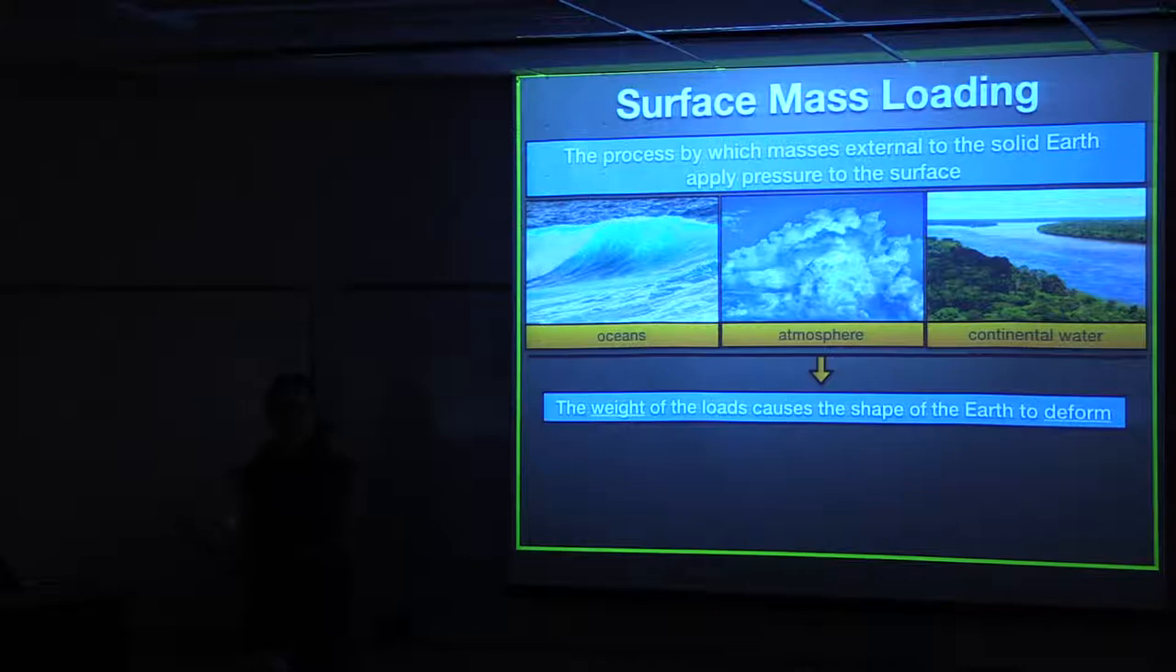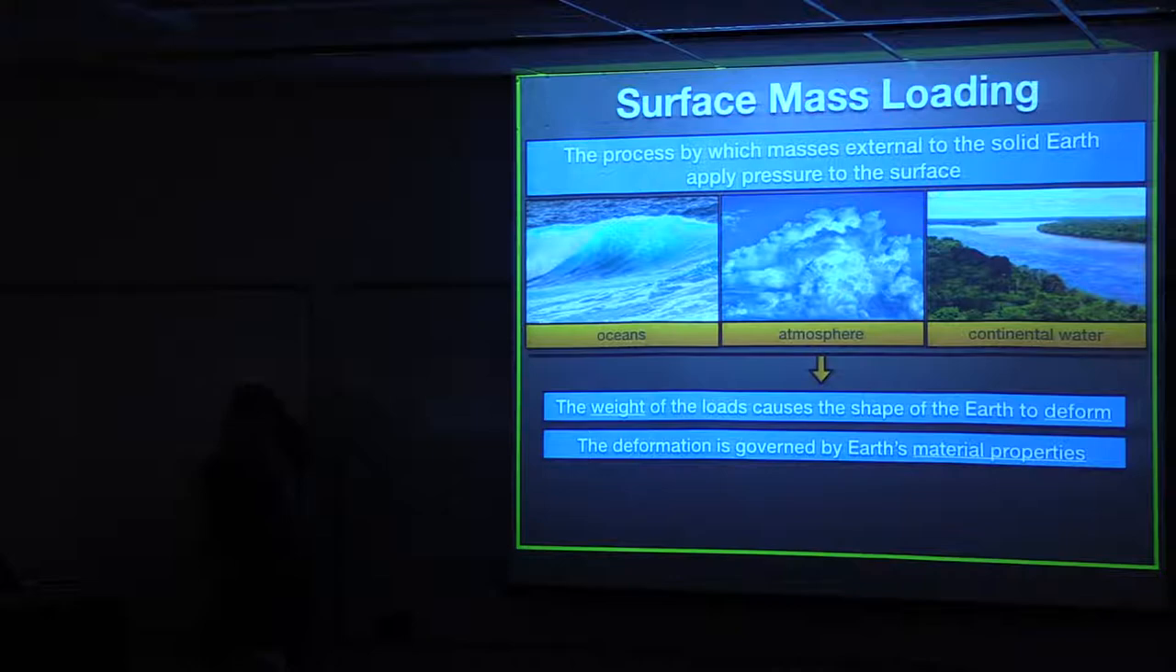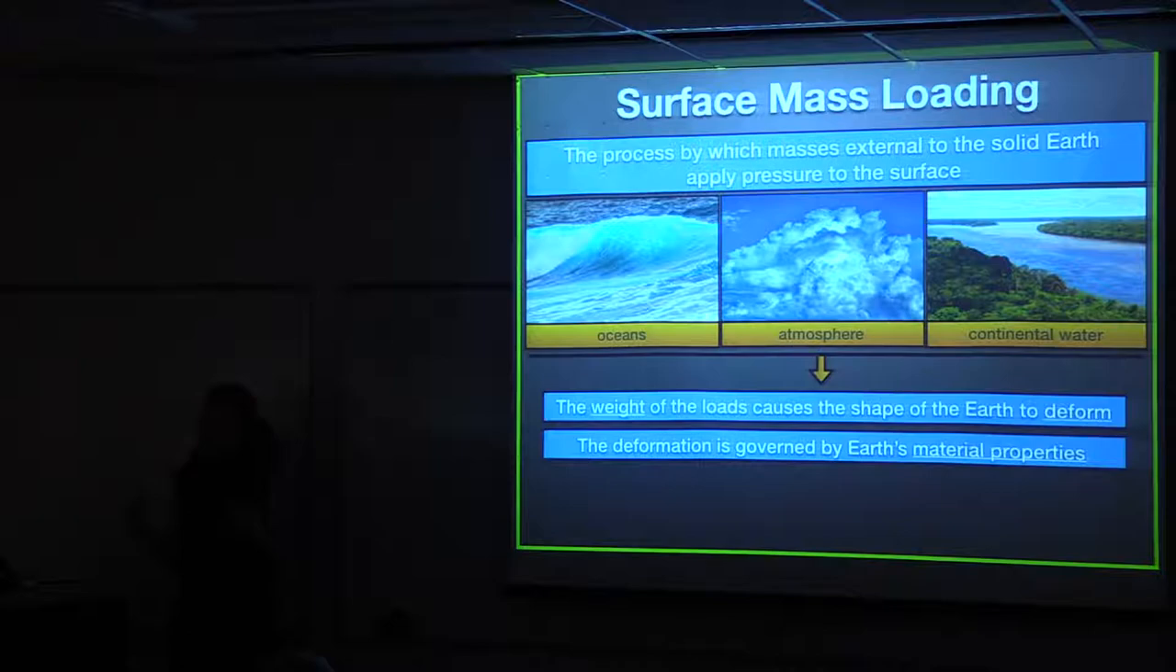The manner in which this distortion of shape occurs is dependent on the material properties of Earth's interior. So that's our second point. These loads are not static. The fluid loads are moving around with time, such as with the ebb and flow of the ocean tides, as well as with the accumulation and then subsequent melting of snow in the mountains, for instance, over the course of a year. This redistribution of mass leads to variations in surface pressure over time, which in turn causes the shape of the Earth to distort over time.